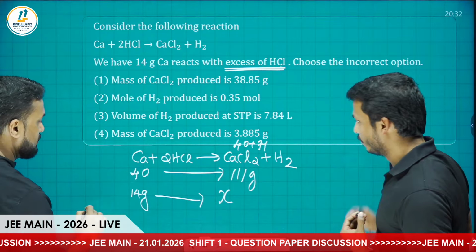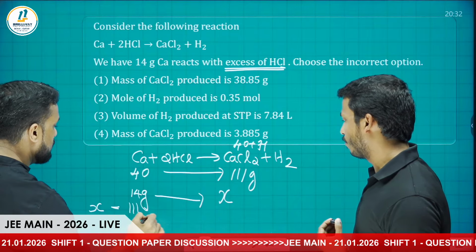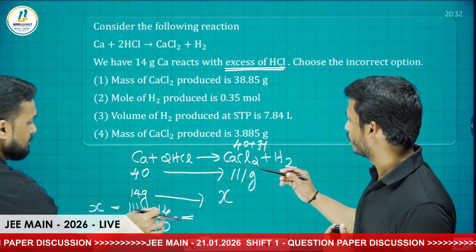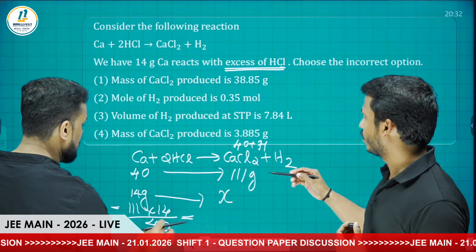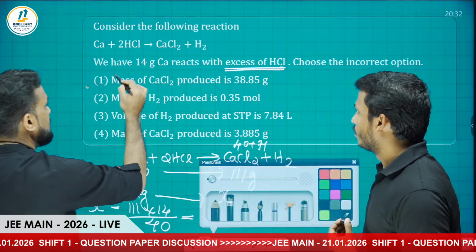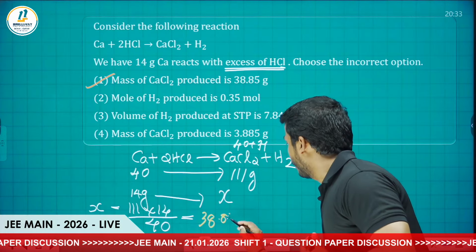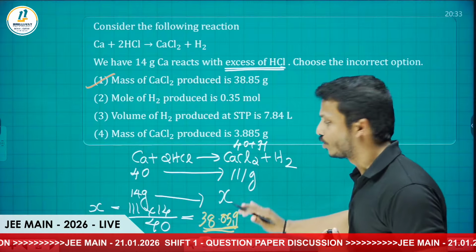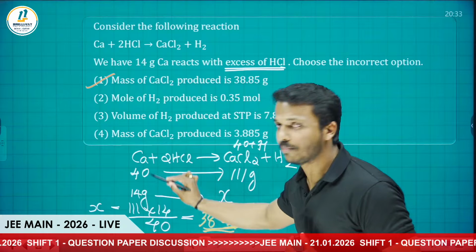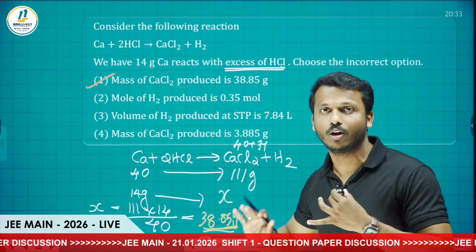So from this one you will get the value, that is X is equal to 111 into 14 divided by 40. I think this will be approximately 140. This one will be coming: 38.85 value will come. You have to get 38.85 gram calcium chloride should form. So if you are taking 14 gram calcium, there should be 38.85 gram calcium chloride should form, right?